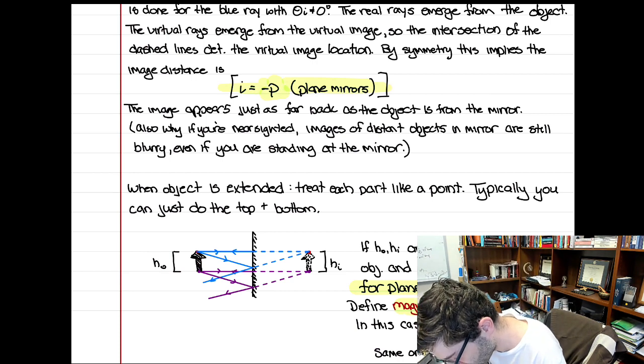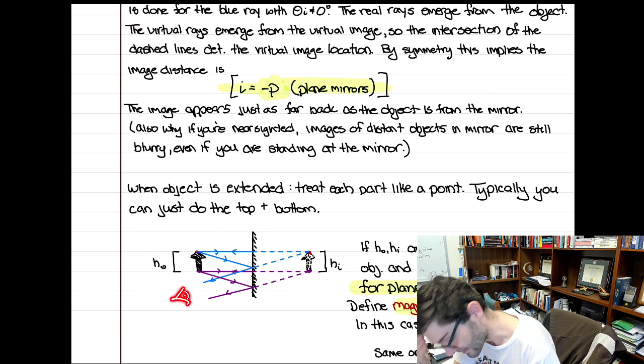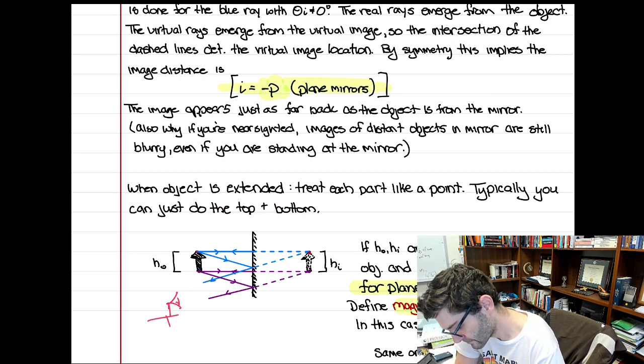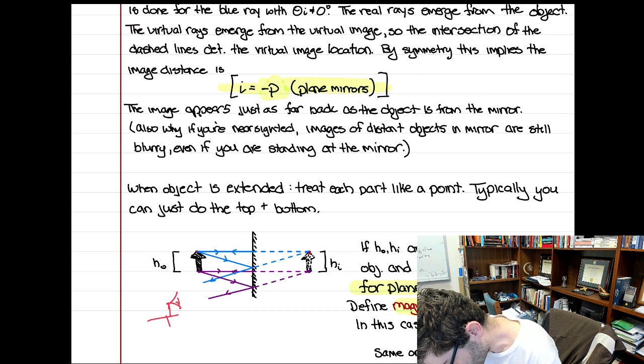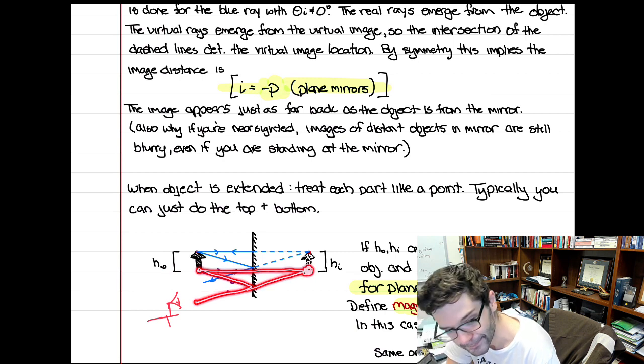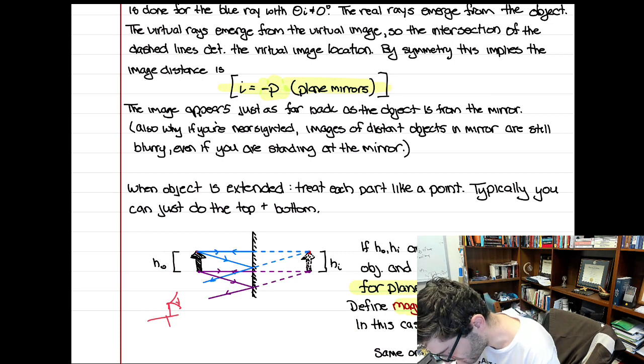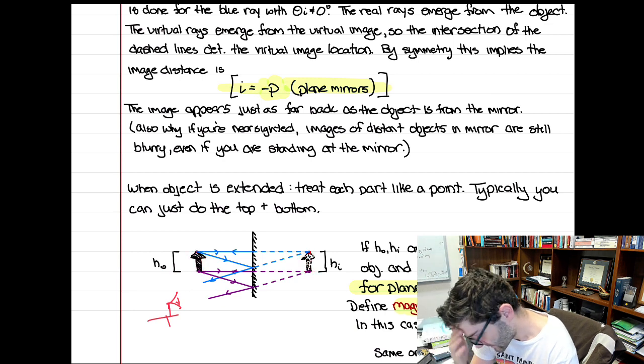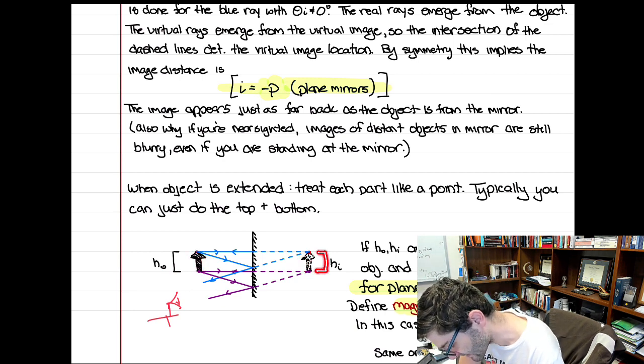And so then if I look at the top of the object, and I think I do that using blue, the mirror image appears where these two beams intersect. And again, it's assuming my eye is down here. I'm going to put my eyeball here. And then if I do that same thing for the bottom, the light bounces there and creates an image right here. So then the image appears over here compared to the object. So then I can quantify the height of the image and say that that is the height of the image.